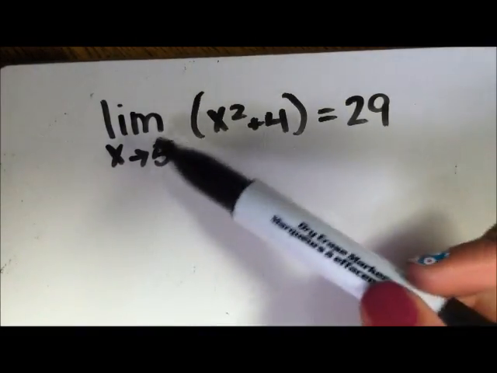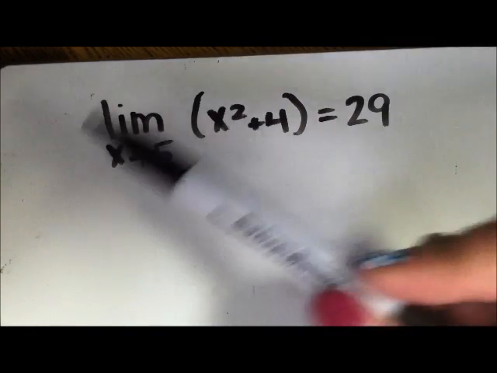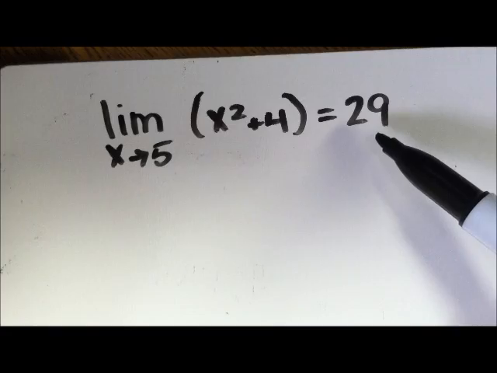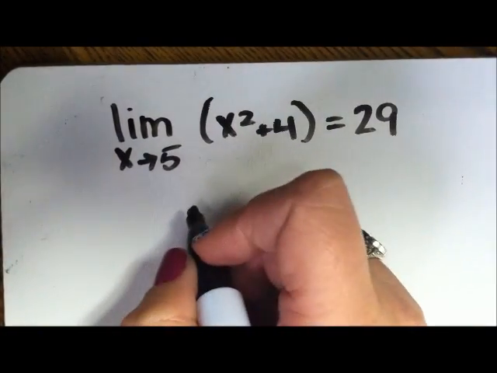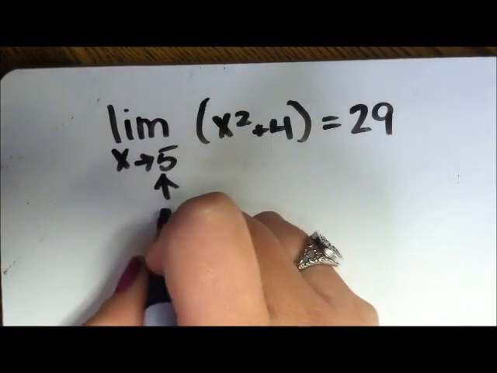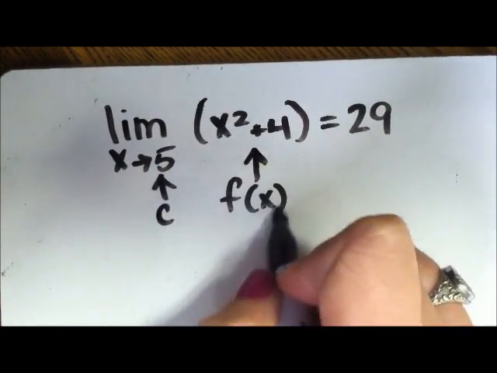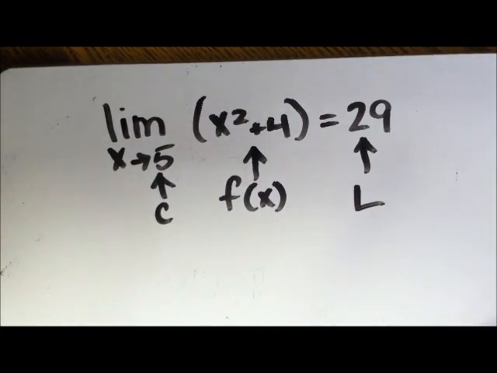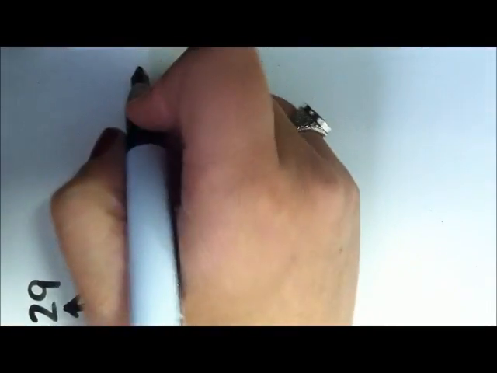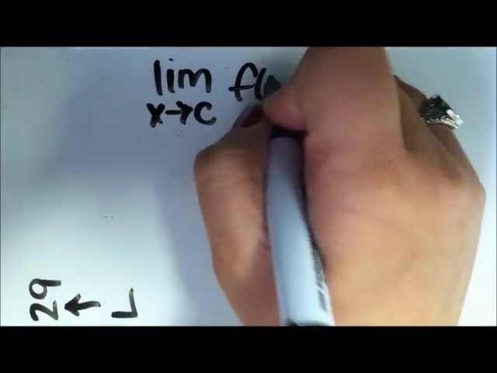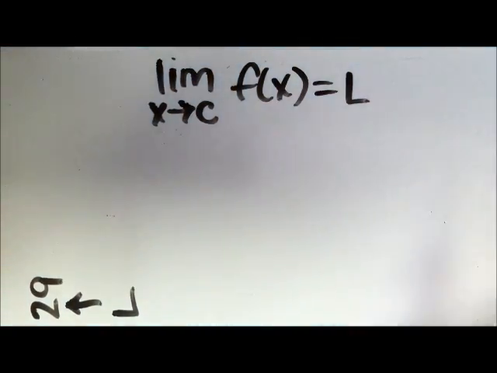I'm supposed to use this limit: as x approaches 5 of x squared plus 4, and it's equal to 29. So I'm going to start labeling things just so I know what I'm looking at. This is my c value from my definition. This is my f of x. And this is my limit, or L. So when I refer to this notation, the limit as x approaches c of f of x equals L, that's what I'm looking at.